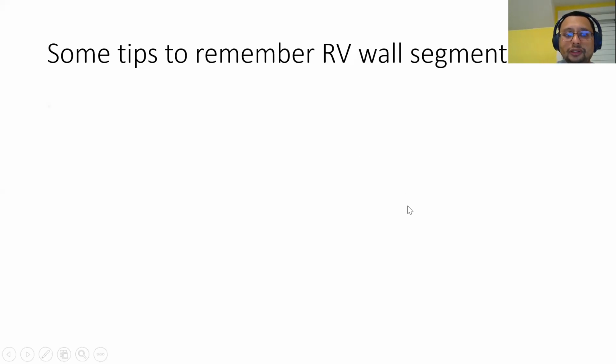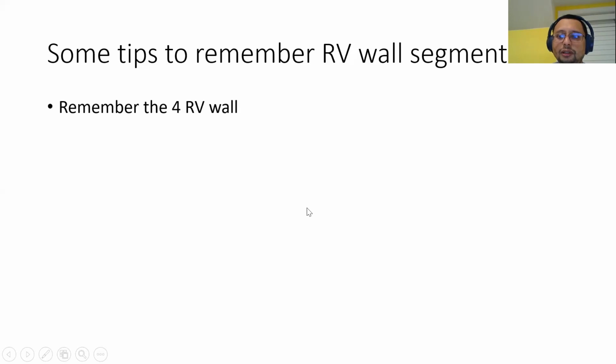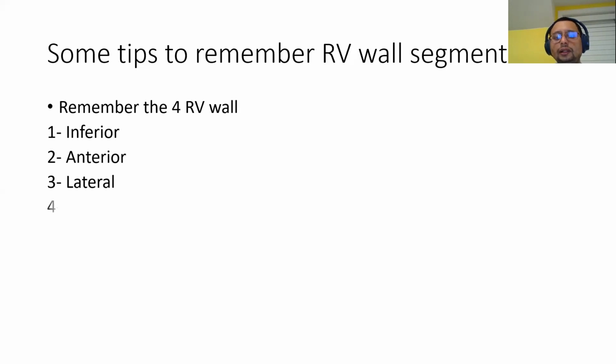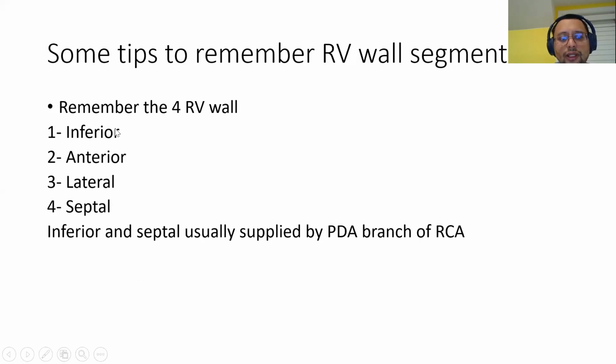So let's see how to name the wall of the right ventricle. It's easier than the wall of the left ventricle because you only need to remember four segments: inferior wall, anterior wall, lateral wall, and also the septal wall. And these segments are supplied by their own coronary arteries. Two are supplied by one and two are supplied by the other one, which is the branch of the right coronary artery. Now, the inferior and the septal wall of the right ventricle is usually supplied by the PDA branch, or posterior descending artery branch, of the RCA.